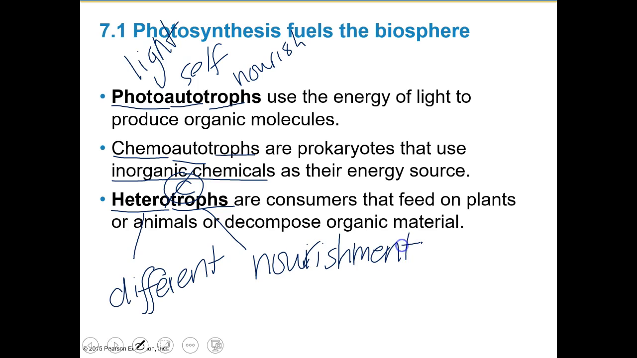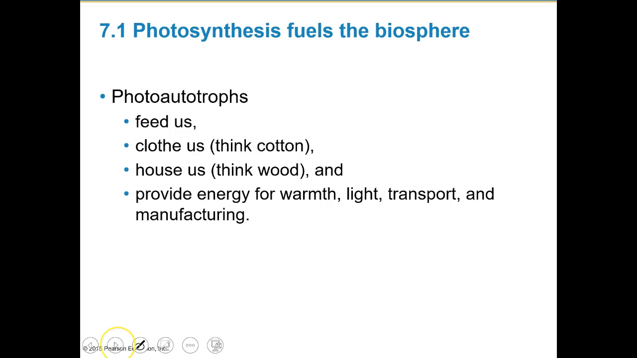So we have different nourishments. They have to consume or feed on plants or animals or decompose organic matter. So this is getting nourishment from different places, different nourishment. Okay, so photoautotrophs are light self-nourishers.